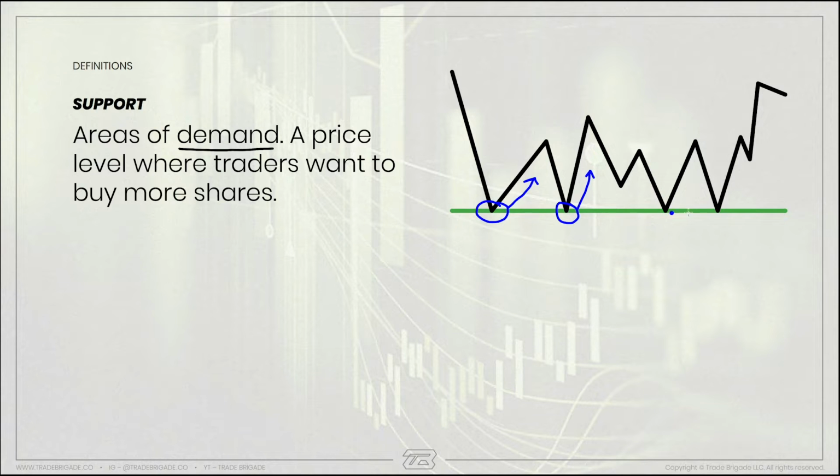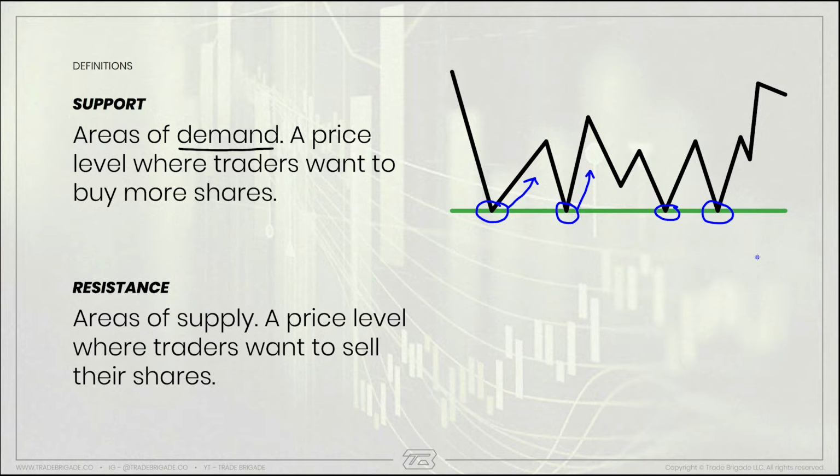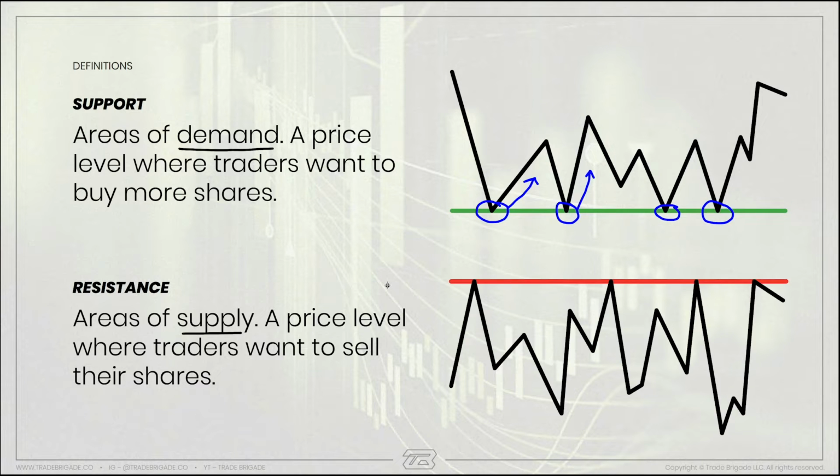So it turns into this level that's hard for sellers to break down because buyers have deemed it essentially a fair price. There's more demand at that area. It always seems to bounce the price in the upwards direction. Now you can imagine that resistance, on the other hand, is going to be the exact opposite. It's an area of supply. It's a price level where traders want to sell their shares and get rid of them. They don't want to buy more, and it essentially looks something like this in theory.